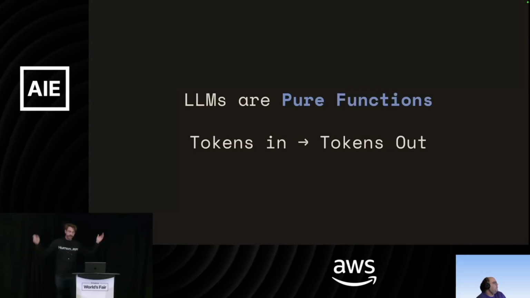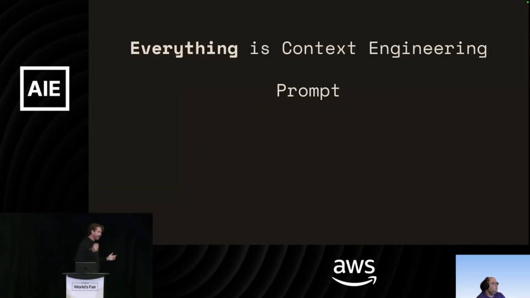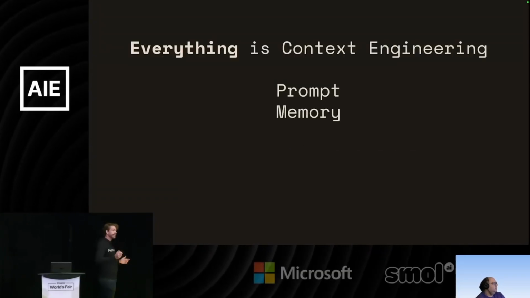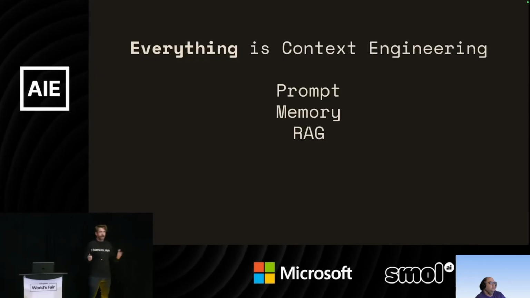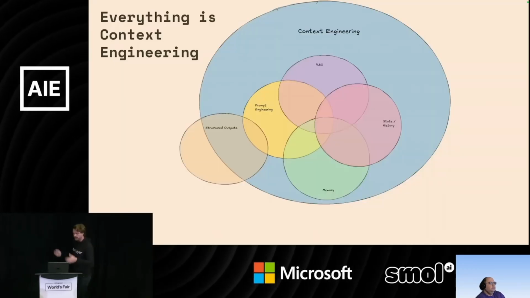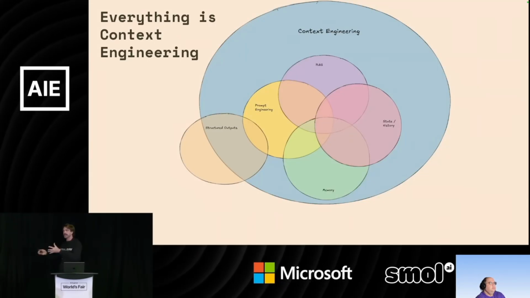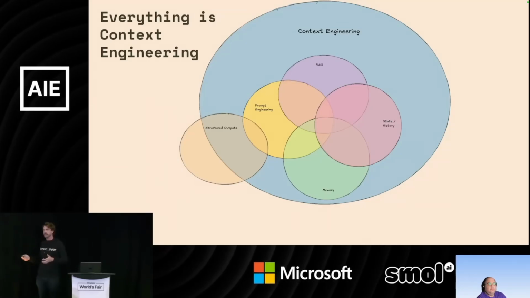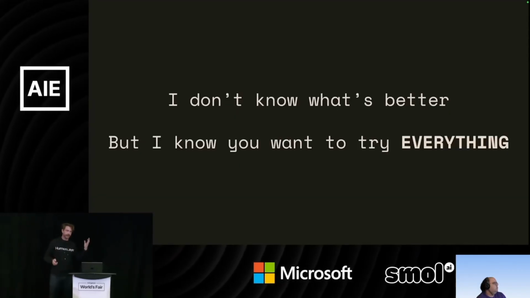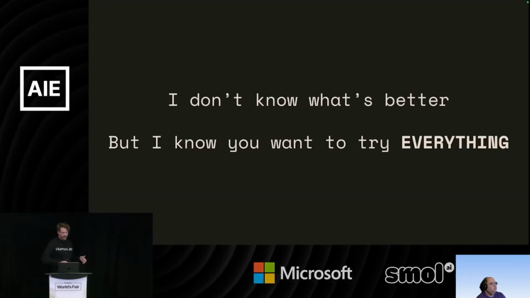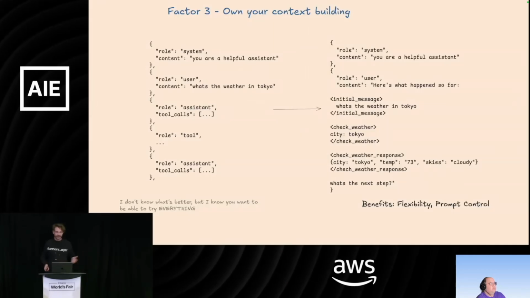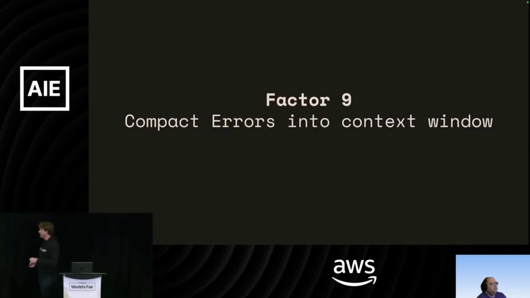So LLMs are pure functions, token in, tokens out, and everything in making agents good is context engineering. So you have your prompt, you have your memory, you have your RAG, you have your history structure. It's all just how do we get the right tokens into the model so it gives us a really good answer and solves the user's problem. Solves my problem mostly. I don't know what's better, but I know you want to try everything. So that's on your context building.